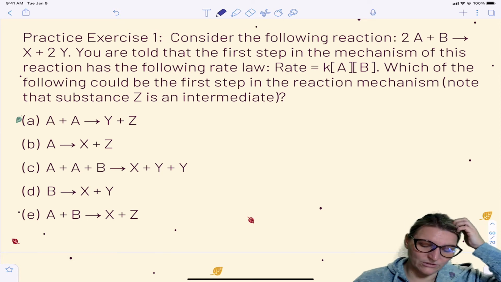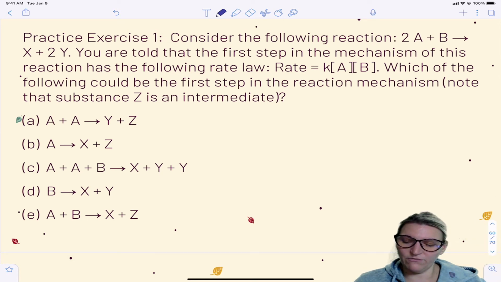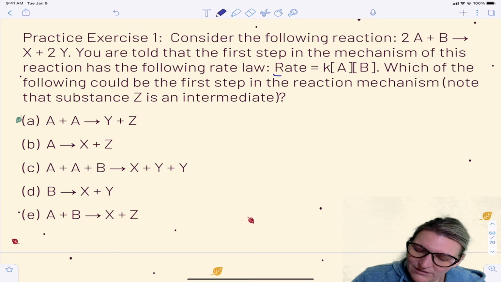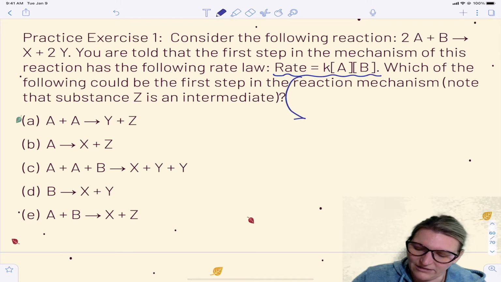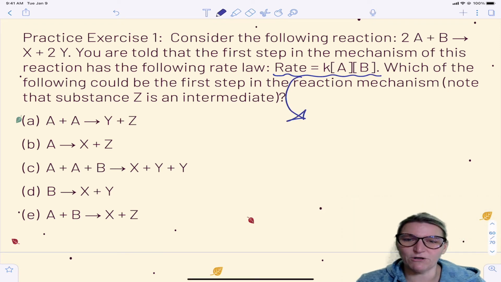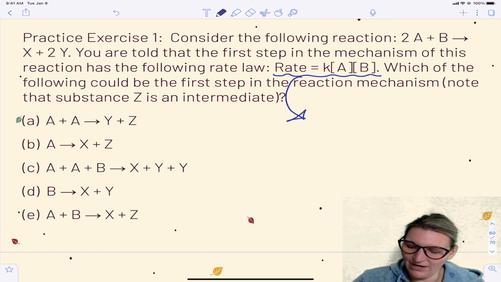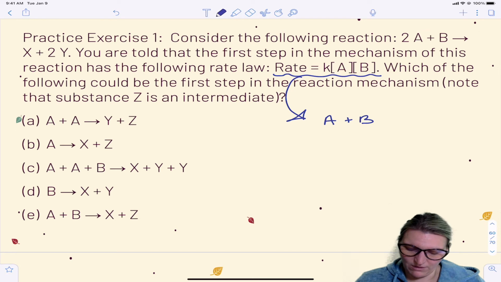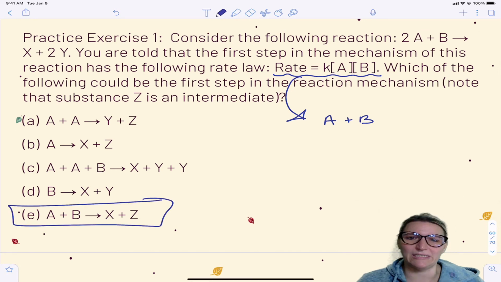Practice exercise 1 says, consider the following reaction: 2A plus B yields X plus 2Y. You are told the first step in the mechanism of the reaction has the following rate law. Which of the following could be the first step? And Z is an intermediate. If this is the rate law, then this is an elementary step, so I know that it must be just A plus B. And the only one that is A plus B is answer choice E.